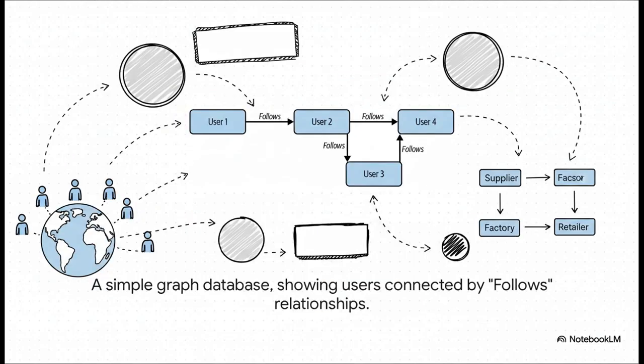And this gives you a perfect idea of what a graph database is all about. Instead of rows and columns, you have nodes, like these people here, and edges, which are the lines connecting them that define their relationship. You can see right away why this would be perfect for mapping out a social network or a complicated supply chain, or really any system where the connections are the most important part of the story.